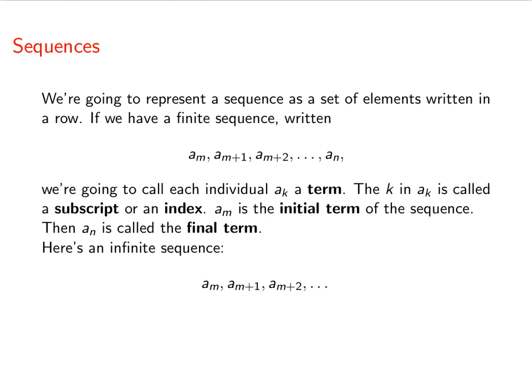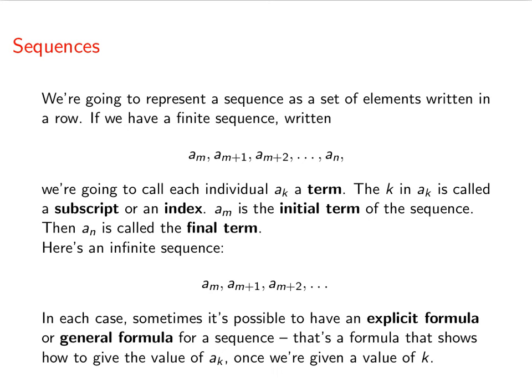Here's an infinite sequence: a sub m, a sub m plus 1, a sub m plus 2, and then it just goes on forever. Now in each case, sometimes it's possible to have an explicit formula, or sometimes we'll call it a general formula, for a sequence. It's a formula that would show how to give the value of a sub k once we're given a value of k. And this is not always possible, but most of the time it is in this class.